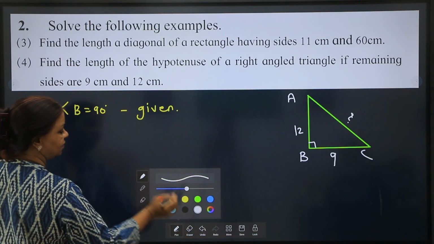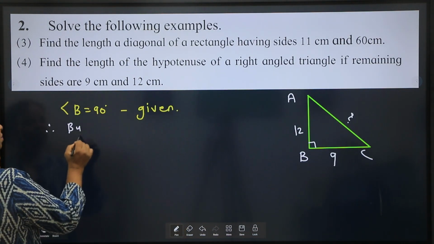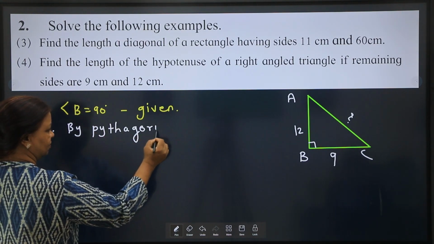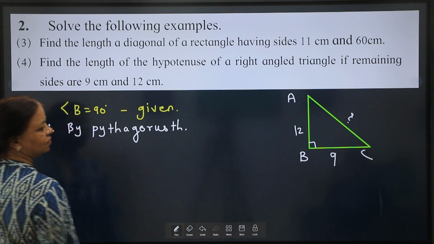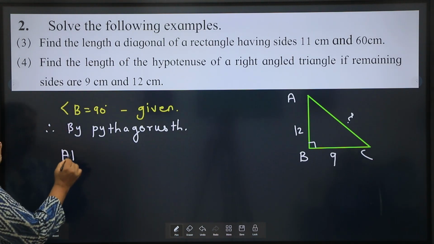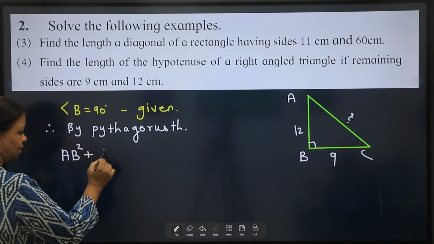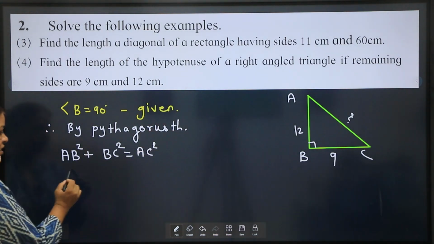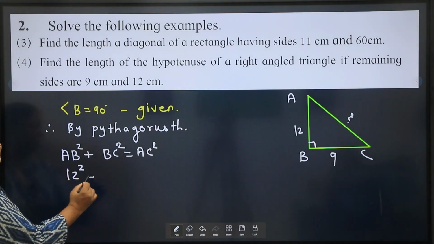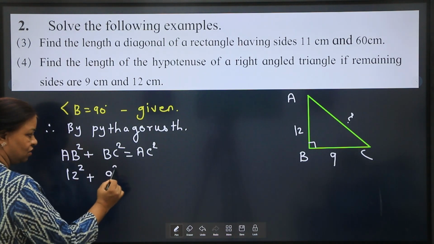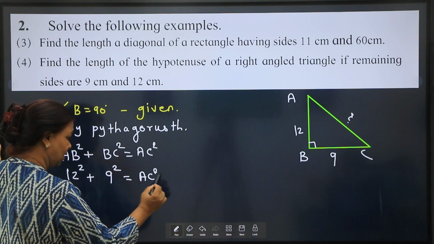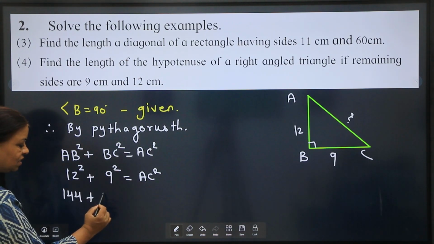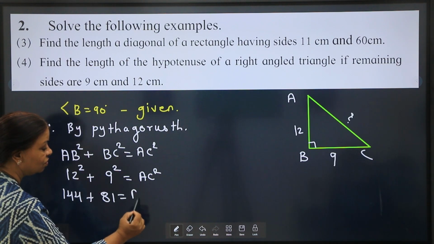Therefore, by Pythagoras theorem, AB square plus BC square is equal to AC square. How much is AB? 12 square plus 9 square is equal to AC square. 12 square is 144 plus 9 square is 81, which is equal to AC square.